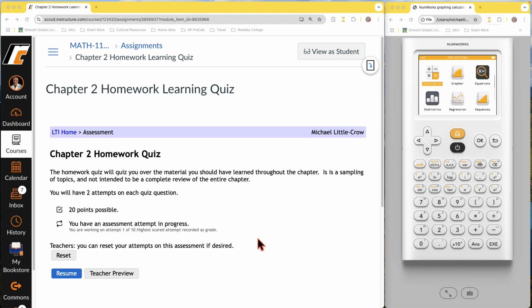So this is the Chapter 2 Homework Learning Quiz. Remember, we kind of got things flipped. We will work through the quiz first to give you an overview of all of Chapter 2.